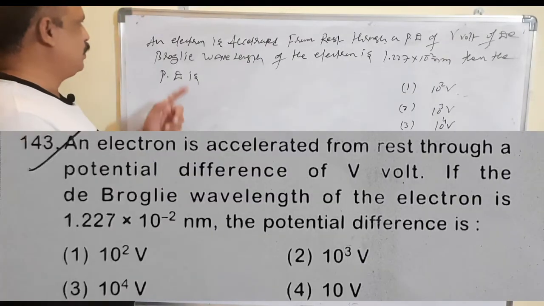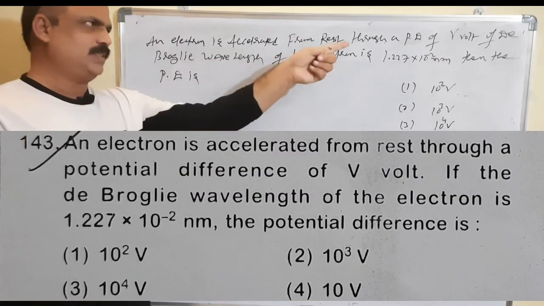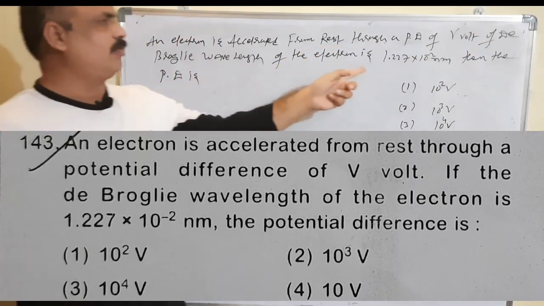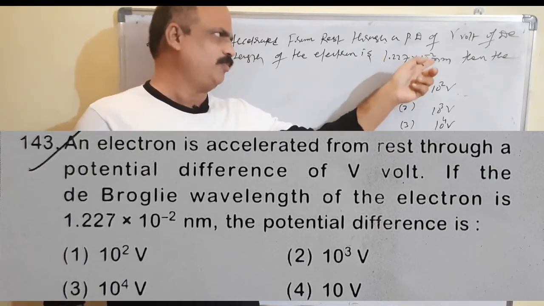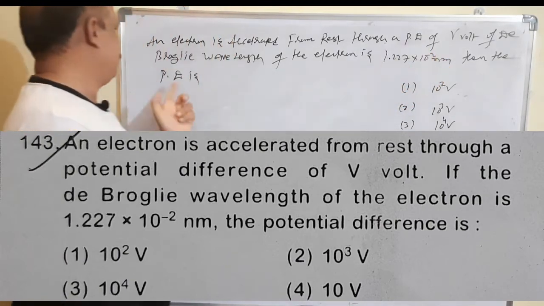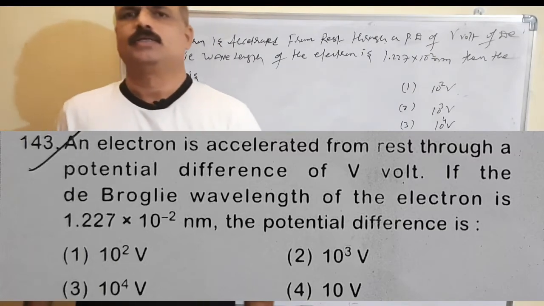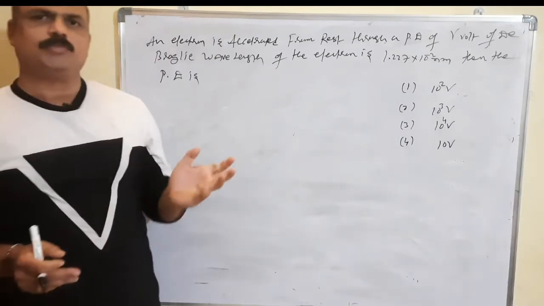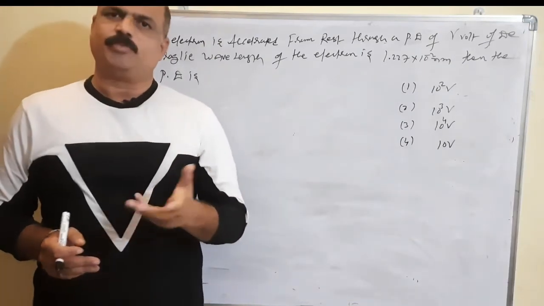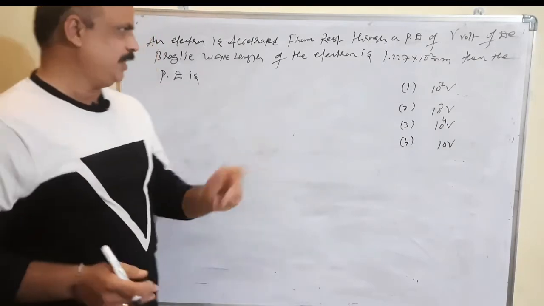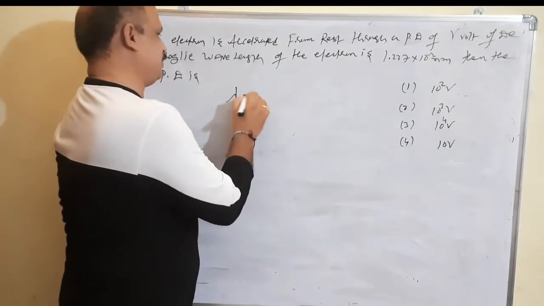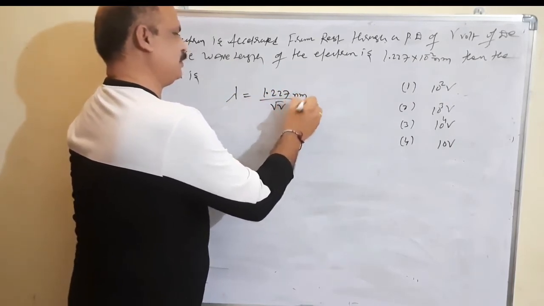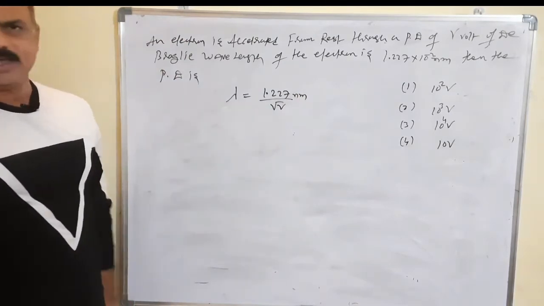Next question. An electron is accelerated from rest through a potential difference of V volt. If the de Broglie wavelength of the electron is 1.227 into 10 to the power of -2 nanometer, then the potential difference is. This question is available in the NCERT book, and sometimes this question is also asked in intermediate board examinations. There is a direct formula here. Lambda is equal to 1.227 nanometer by root V.